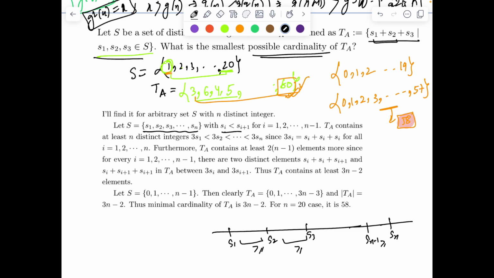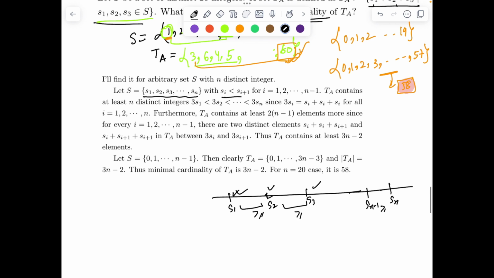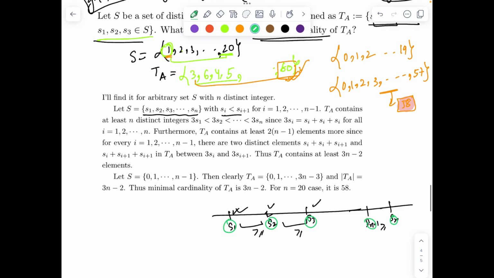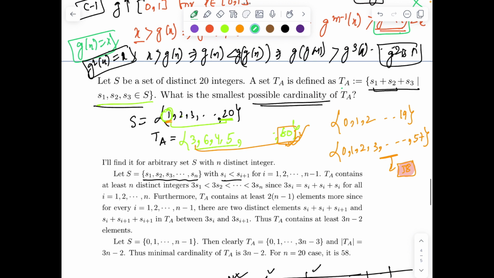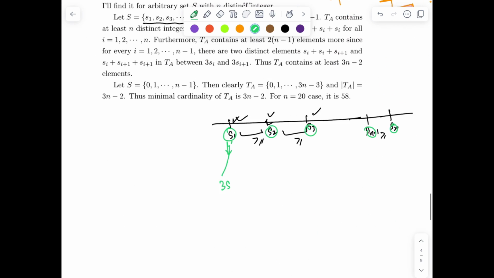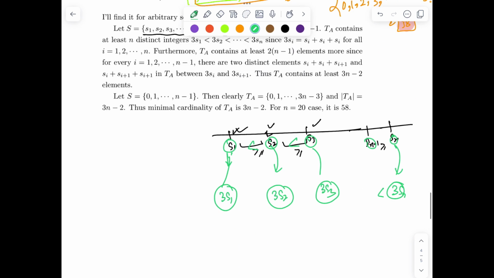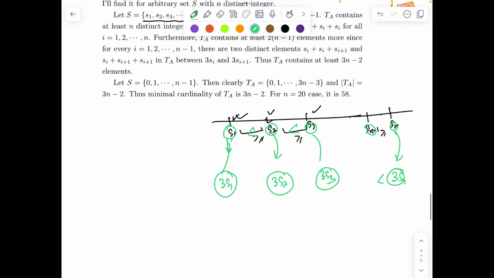So any Si is less than Si plus 1. So let's say S1 is less than S2, S2 is less than S3, S3 is less than S4, and so on. Now, of course, all these are distinct numbers. So it's guaranteed I'll be able to produce, because if I take S1, S1, S1 and add this, set TA will definitely contain a number called 3S1. It will also contain 3S2, and say 3S3. And all these are distinct because all S1 to Sn are in increasing order, hence these are also strictly in increasing order. So I know the set TA is definitely containing n elements.